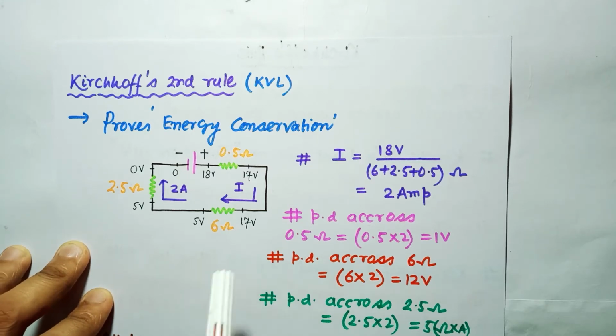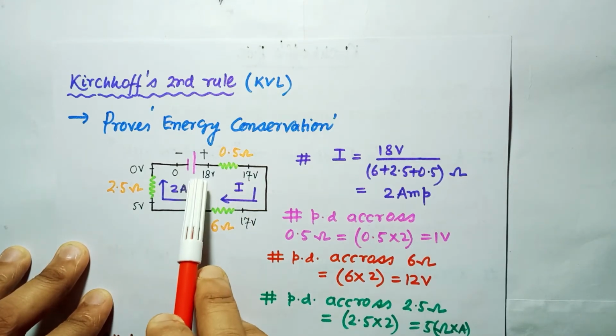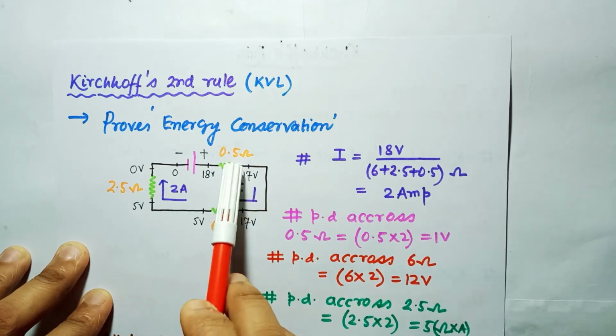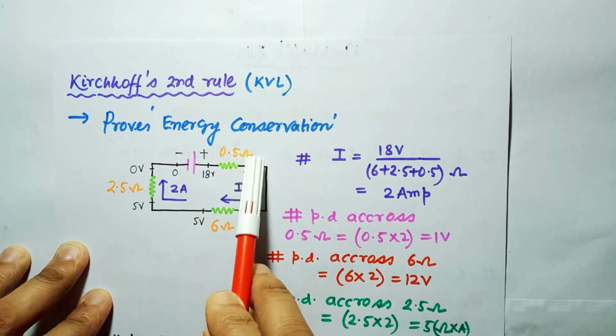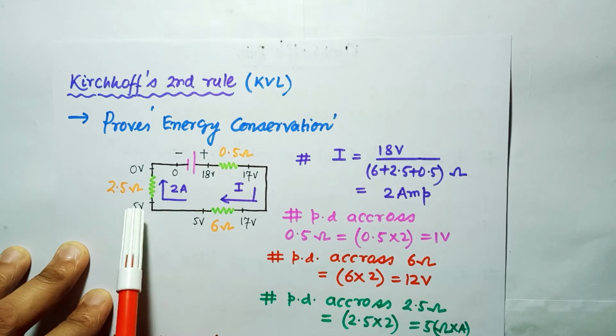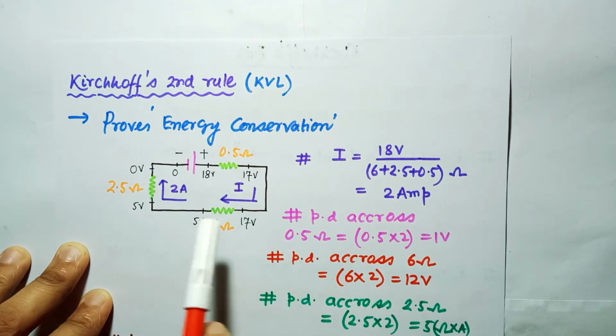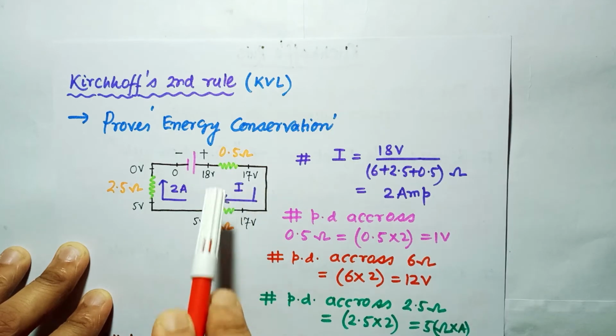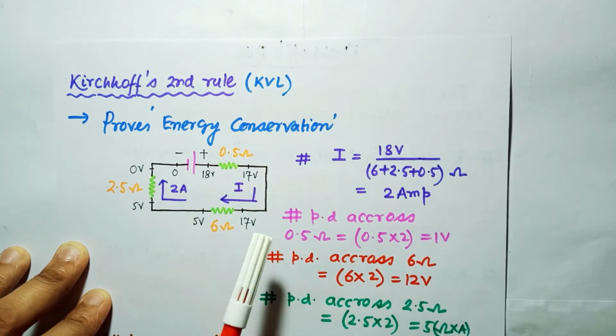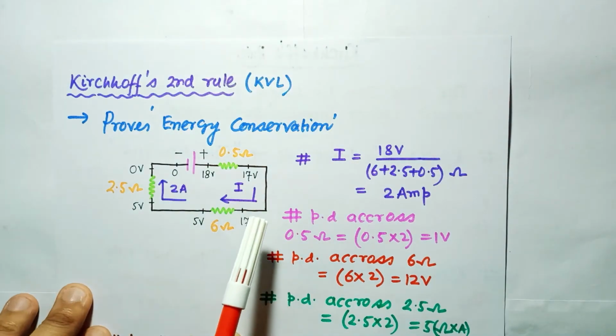You can see from this circuit, this is the voltage source, and these are three resistances connected in series: 0.5 ohm, 6 ohm and 2.5 ohm. From the circuit you can see that the electrical cell provides a constant voltage of 18 volt. The voltage produced by the cell will be distributed across the resistances in the circuit depending on their values. There are three different values of resistances, so there will be different potential drops across them.